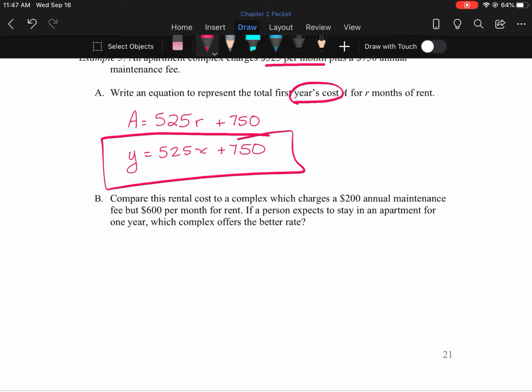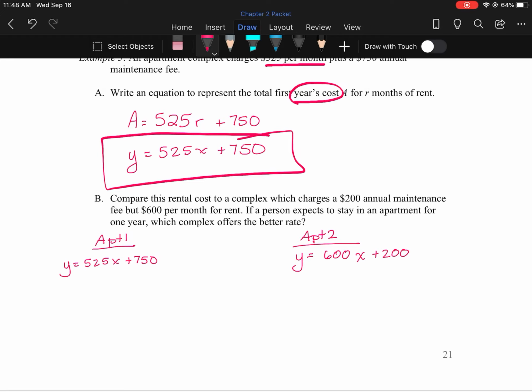For part B, it says, now compare this rental cost to a complex that charges $200 annual maintenance fee, but $600 per month for rent. Then it says, if a person expects to stay in an apartment for 1 year, which complex offers the best rate? So I'm going to put apartment 1. I'm going to write that equation I already had: y equals 525x plus 750. And then I'm going to do apartment 2, and we're going to write that equation just the same as before. My annual maintenance fee is $200, so that's my flat rate, but now we're paying $600 per month. All right, so there's my second equation.